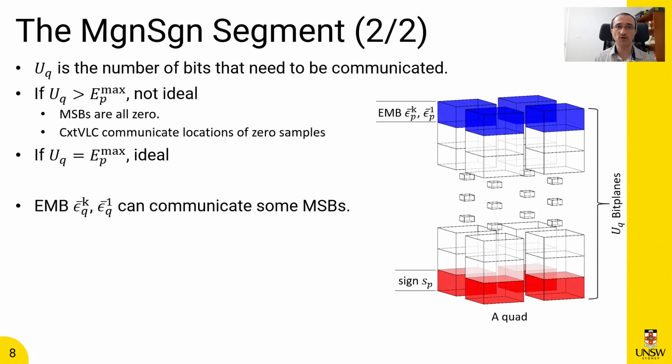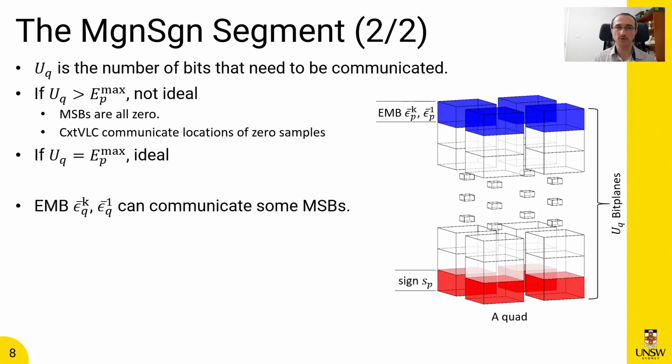Capital U is the number of bits that needs to be communicated for each sample in the quad. If capital U is larger than Emax, all the MSBs in a quad are 0, which is not ideal because we do not want to send zeros. But this arrangement has better coding efficiency than employing a signed small u and paying the cost of the signed bit. The A and B code decoded from the context VLC is used to communicate some MSB values.